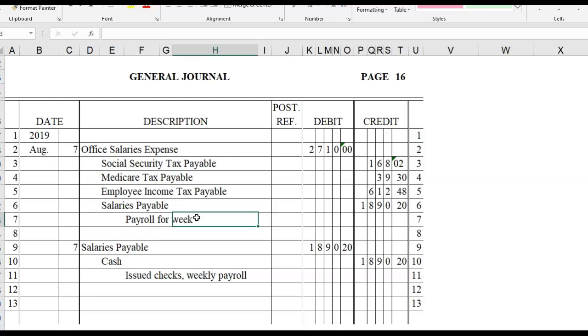And they will equal. Then, of course, you have to issue the check, right? So that'll be cash, the $18.90 coming out for the salaries payable right here. Notice your check is not issued for the total expense because the other monies go to the taxes that you have to pay. Okay, let's go on to the next one.